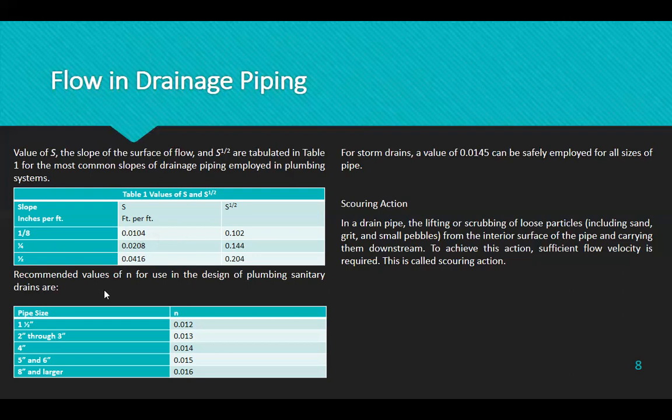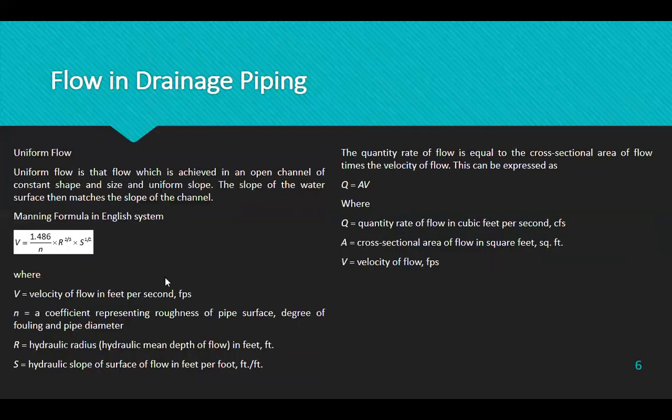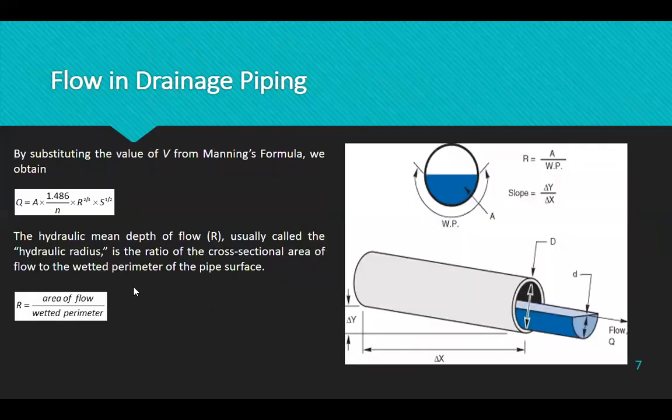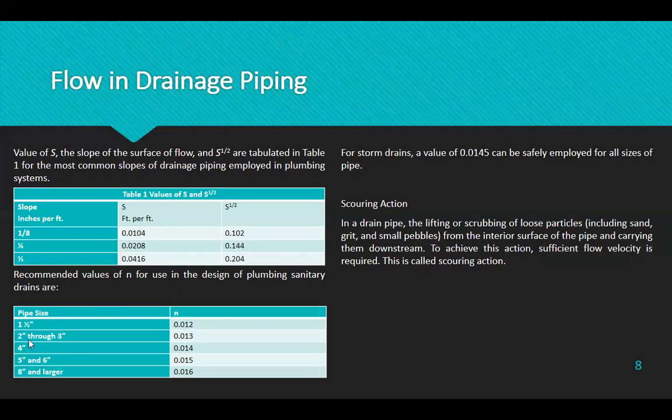Recommended values of N for use in the design of plumbing sanitary drains are, for pipe sizes 1 and 1/2 inches, N is 0.012; 2 inches to 3 inches is 0.013; 4 inches is 0.014; 5 inches and 6 inches is 0.015; 8 inches and larger is 0.016. Take note, sa atin, gagamitin natin lang is 6 inches. So 1 and 1/2, 2, 3, 4, and 6, then 8 and larger.